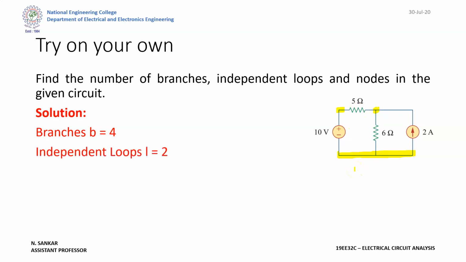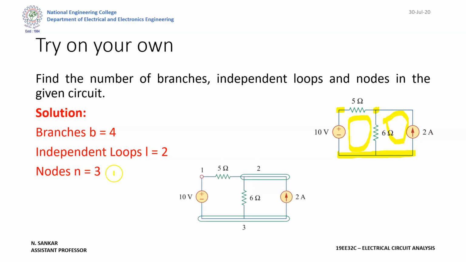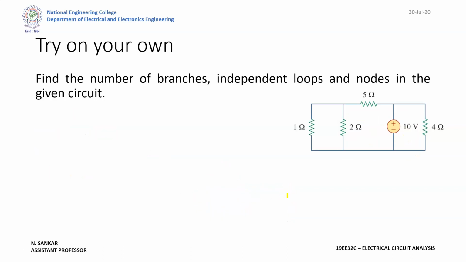So totally the number of nodes is 3. Okay, similarly we have 2 loops. One starts from 10 volt and ends at 10 volt. So this is one loop and another one is between 6 ohm and 2 ampere. So this is another loop. This will be your answer. So node 1, node 2, node 3 and loop 1, loop 2, and we have branches of 4: 1, 2, 3 and 4. Okay, so next question. Similarly, try on your own, just pause the video and try it on your own.